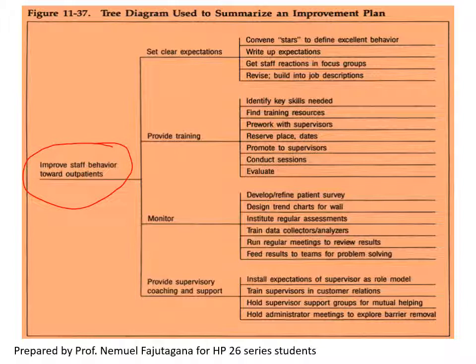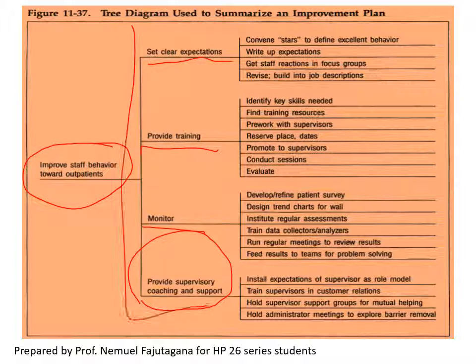It's all about hospitals. How do you improve your hospitals? Like say, improve staff behavior towards. Is it about set clear expectation, provide training, monitor, or provide supervisory coaching? So it's so many, but you can actually use all these approaches, right? So therefore, if you're doing this, you can have one particular goal with several strategies altogether done at the same time, right? While you are setting clear expectation, you are also providing training, you are also monitoring and providing support. At the end of the day, you will realize that you need to do all of this to be able to really make things happen, right?